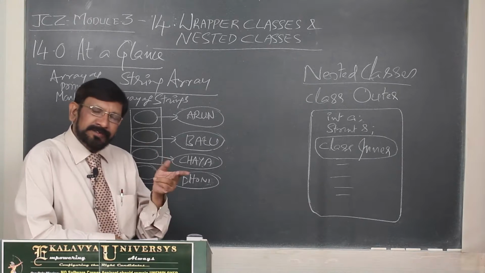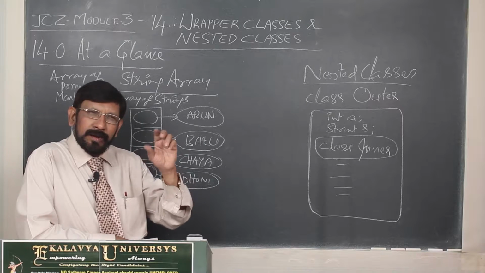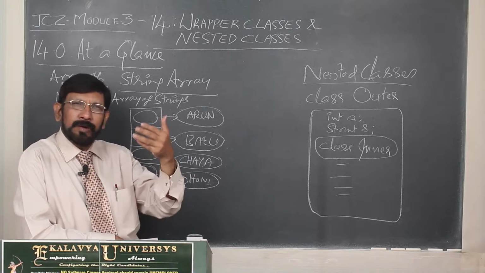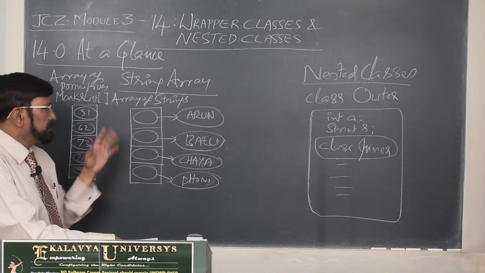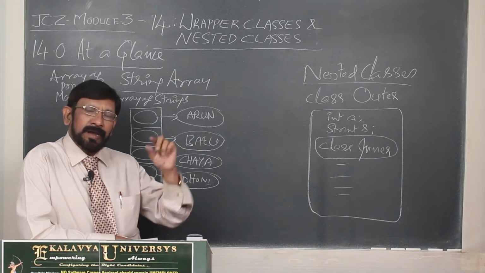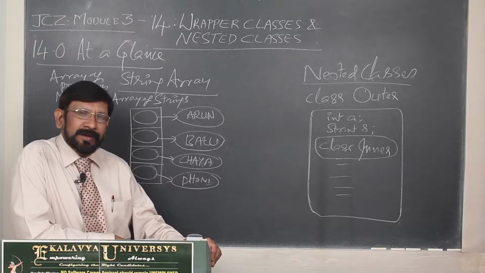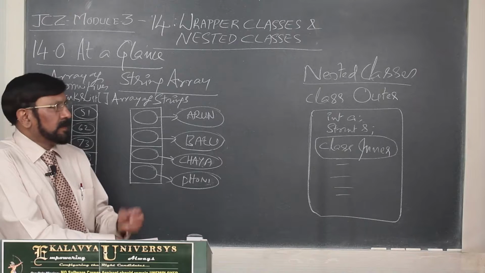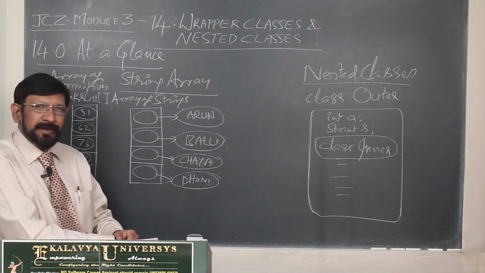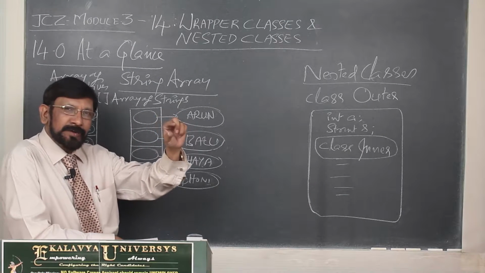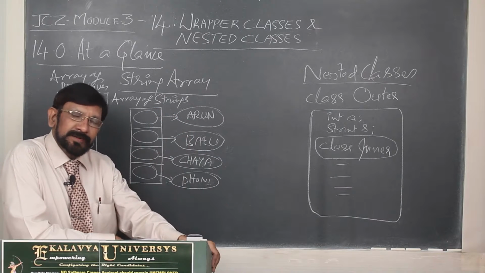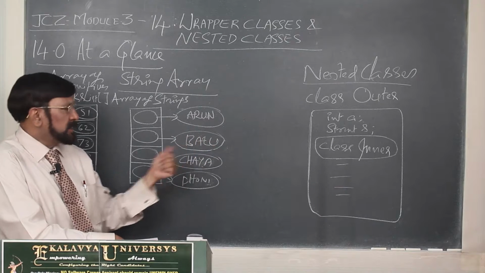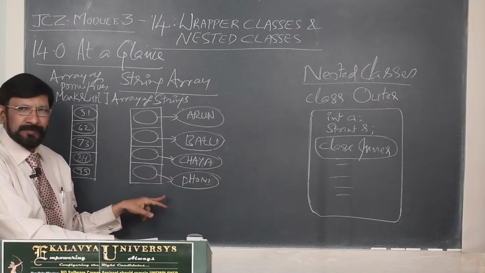That means arrays are of two types. One type of array has primitives as its elements. The other one is array of references. Array of references, the best example is string. Already in command line arguments I explained the main's argument, String args, that is an array of references. I amply explained it many times. This is an array of references.